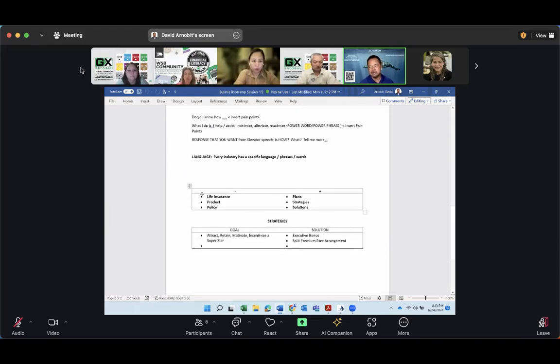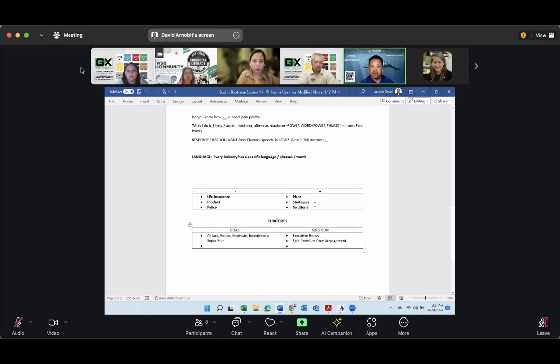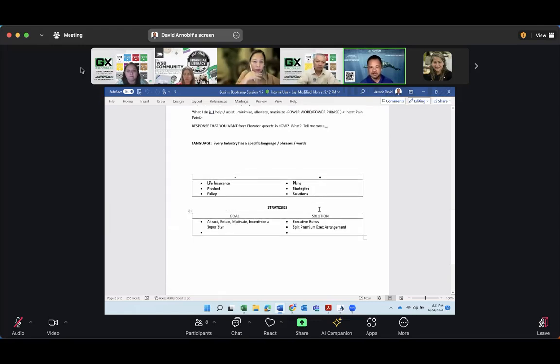We talked about the no words, the life insurance product policy, and replace them with plans, strategies, and solutions. So we covered a lot. And then, if that wasn't enough, we also talked about executive bonus and how if the goal is to motivate, incentivize a superstar, then the possible solutions would be an executive bonus or a split premium executive arrangement.